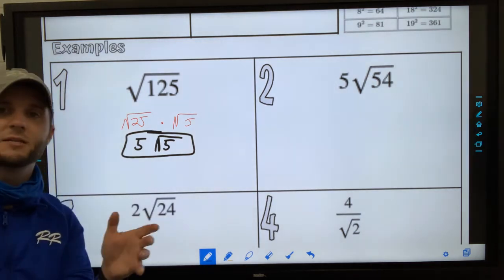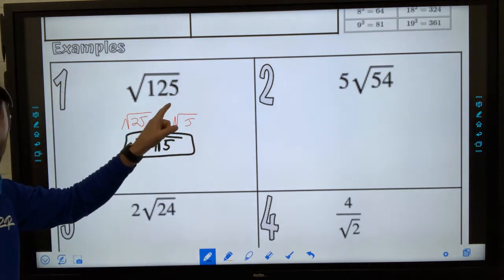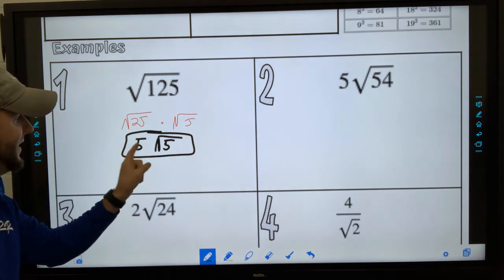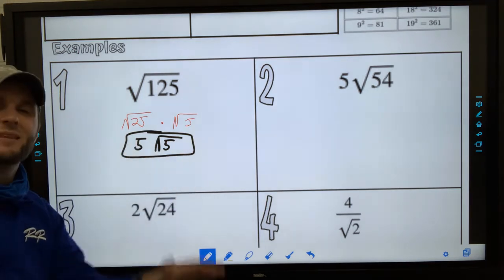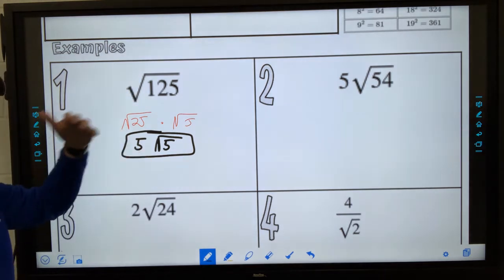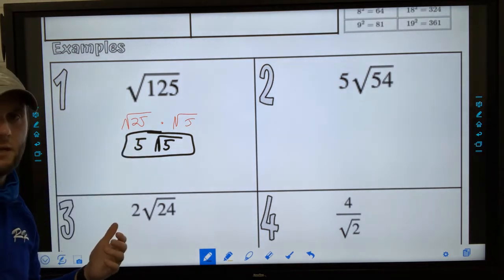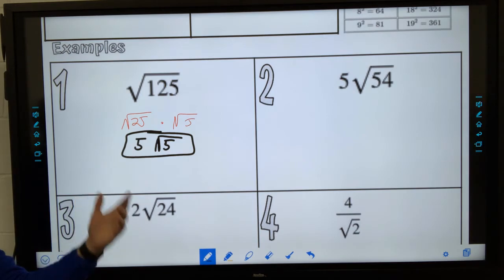Just to let you guys know, if you plugged in the square root of 125 and got a decimal, and plugged in 5 times the square root of 5, it's going to be the same number. Simplifying it still means it's the same thing, technically. All right, so let's jump over to example number 2.